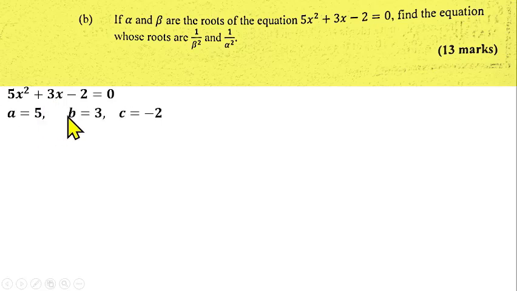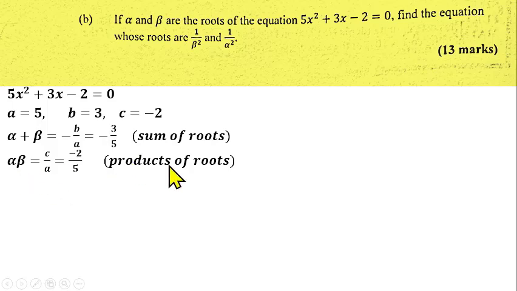Our a will be 5, our b will be 3, our c is minus 2. So we can get the sum of the roots of this quadratic equation. We can also get the product of the roots. So the sum of the roots, which is alpha plus beta, will be minus b over a, and that should give us minus 3 over 5. Then for the product of the roots, we have alpha beta, that will be c over a, which is equal to minus 2 over 5.